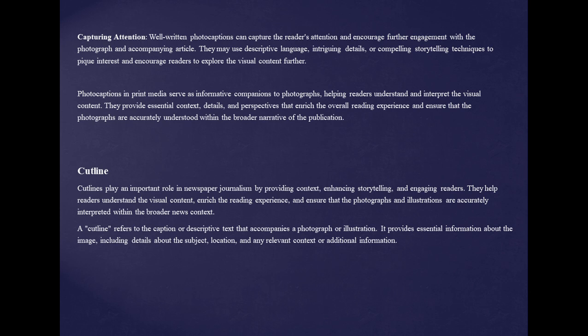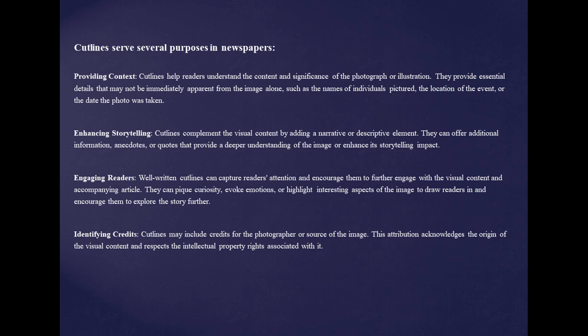A cut line refers to the caption or descriptive text that accompanies a photograph or illustration. It provides essential information about the image, including details about the subject, location, and any relevant context or additional information. Cut lines serve several purposes in newspapers.